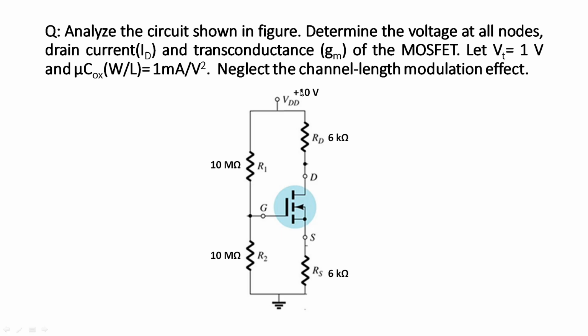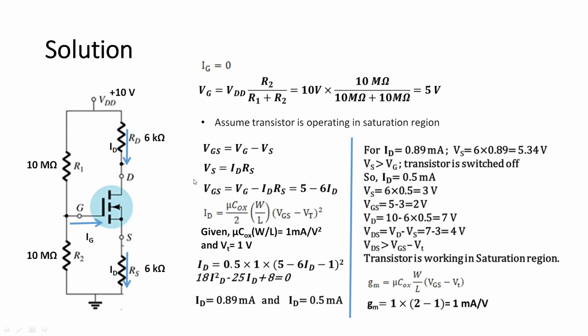A 10 volt DC supply is given to bias this circuit, and RD is given as 6 kilo ohm, RS is given as 6 kilo ohm, R1 and R2 are given as 10 mega ohm. Now in this circuit the drain current ID will pass through RD and RS. The same drain current ID will pass through RD and RS.